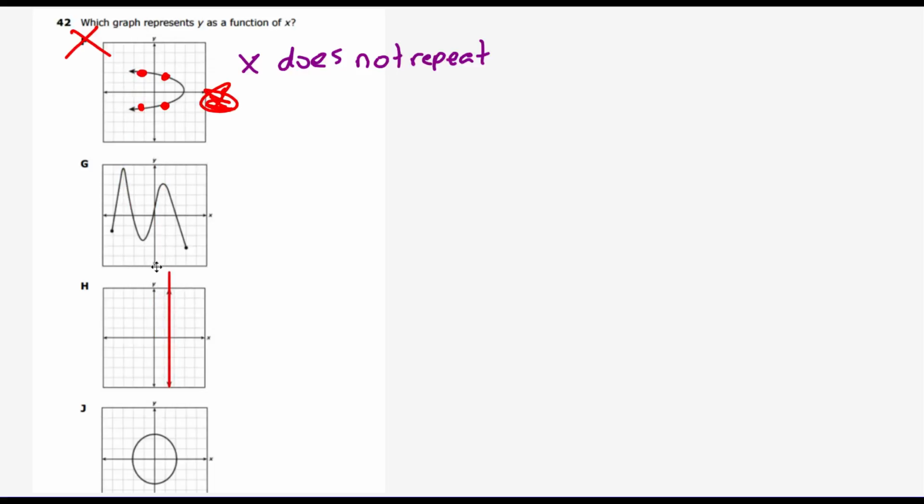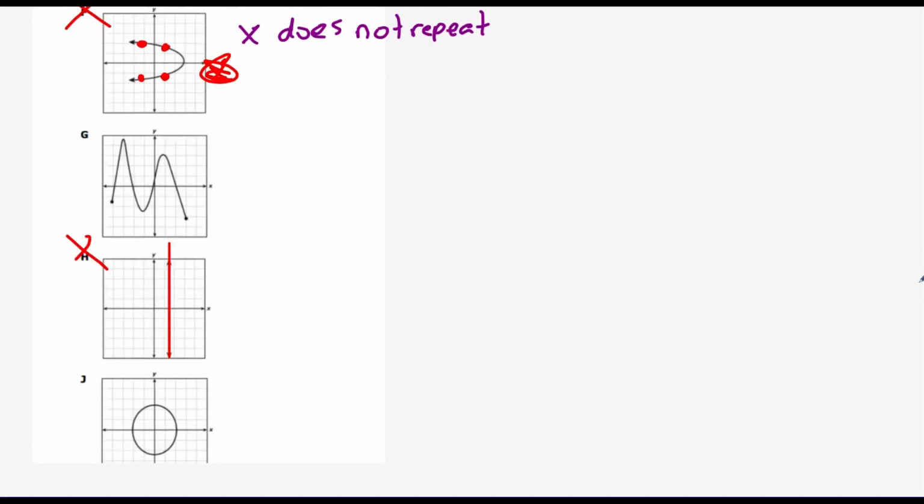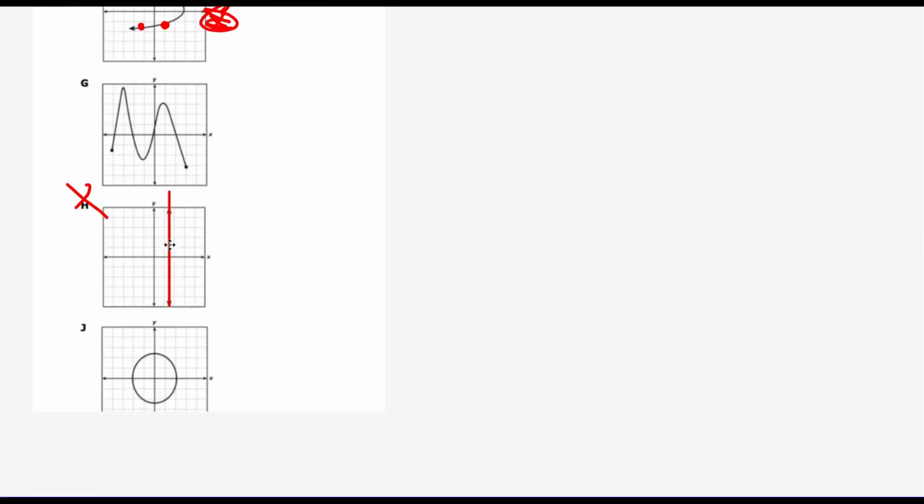Letter H, that is a vertical line. So all the points on this, x repeat, right? Just don't pick this one. This is terrible. X repeats, absolutely. And then J, a circle is a circle of function. And you'd say, no, it is not. Because again, on any point on this line, or anywhere on our circle, it crosses each x value at two separate places. So x is repeating everywhere.